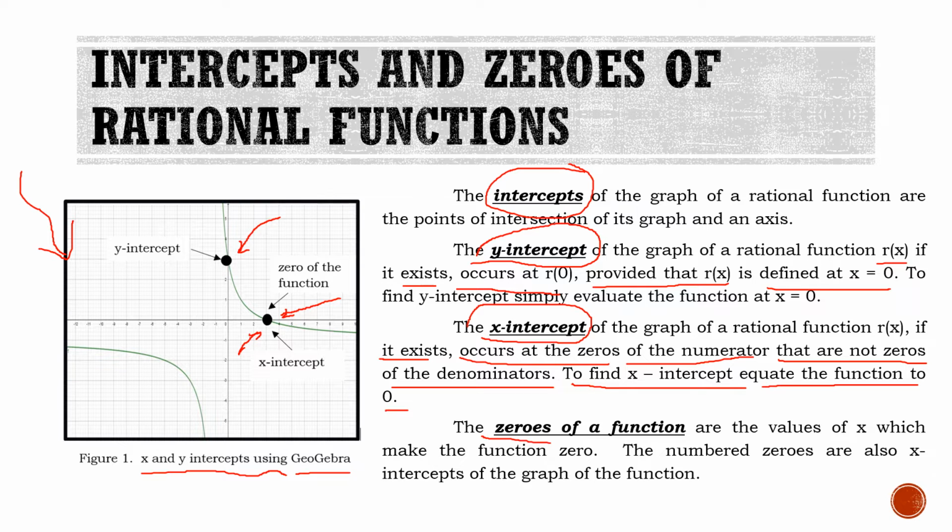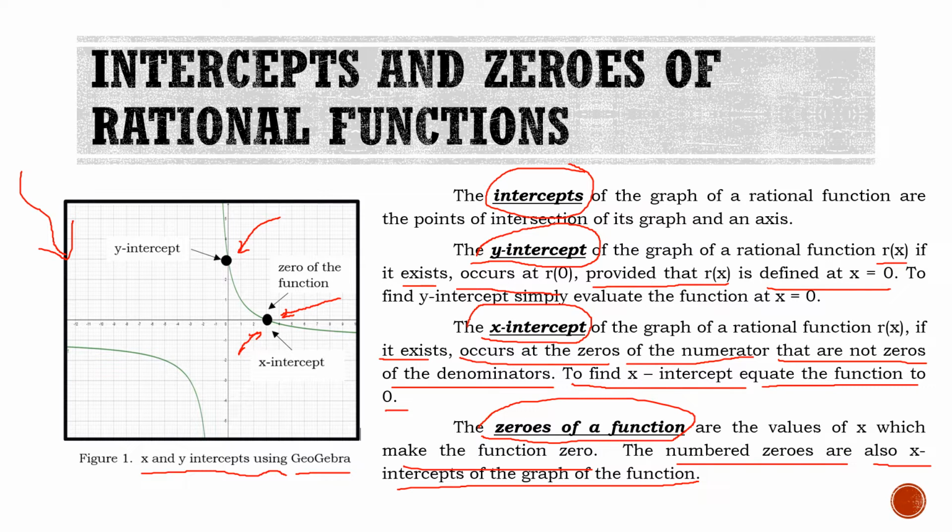Now, for the zeros of a function, these are values of x which make the function 0. Meaning to say, in simple words, the zeros are also your x-intercepts of the graph of the function. If we define zeros of a function as the values of x which make the function zero, then we can say that your x-intercept is actually your zeros of a function.